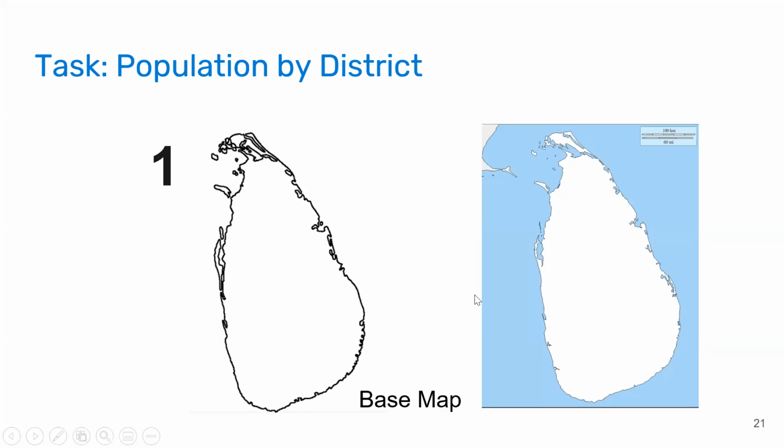What is the step number two? Yes, Gan, I agree with you, of course you can buy it from any bookshop. So what's the step number two? I have now the Sri Lanka map, the base map is there. What is the step number two?